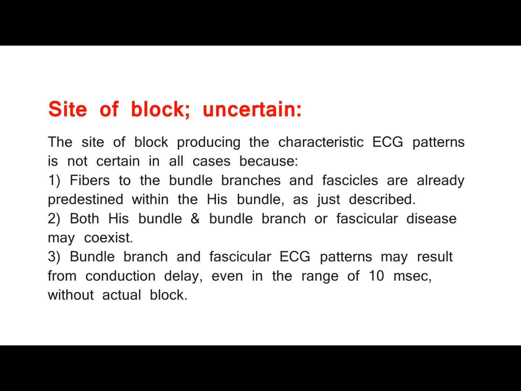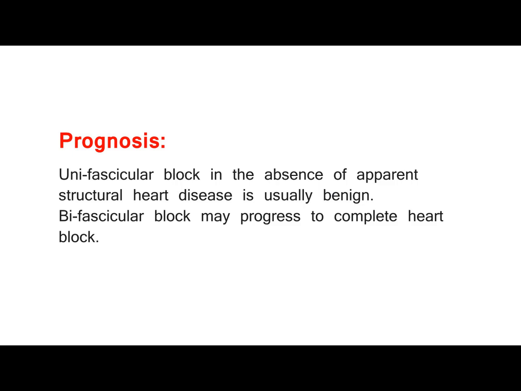Site of block, uncertain. The site of block producing the characteristic ECG patterns is not certain in all cases because 1. Fibers to the bundle branches and fascicles are already predestined within the His bundle, as just described. 2. Both His bundle and bundle branch or fascicular disease may coexist. 3. Bundle branch and fascicular ECG patterns may result from conduction delay, even in the range of 10 millisecond, without actual block.